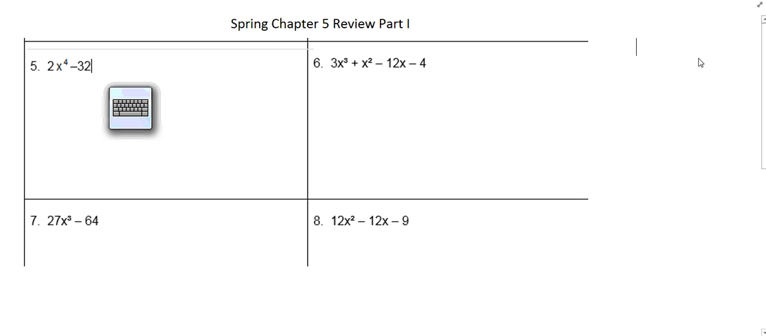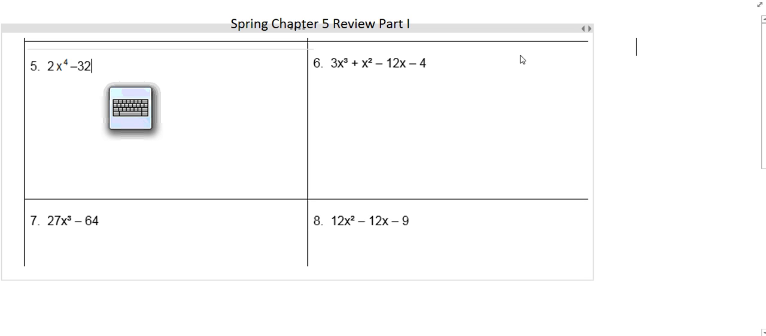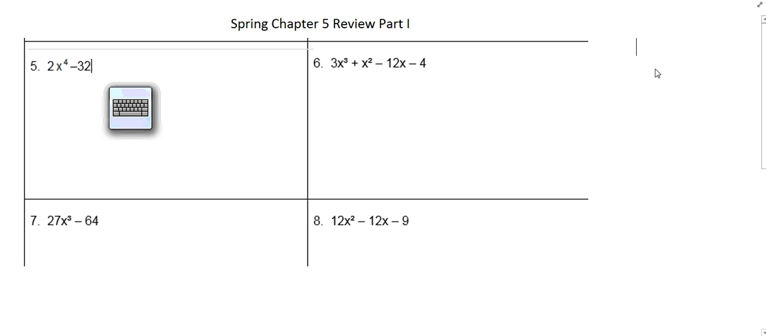Okay, we're going to look at some factoring techniques and start off with factoring a square minus a square, look at a cube minus a cube, and factor by grouping. So let's take a look at the first little example here.